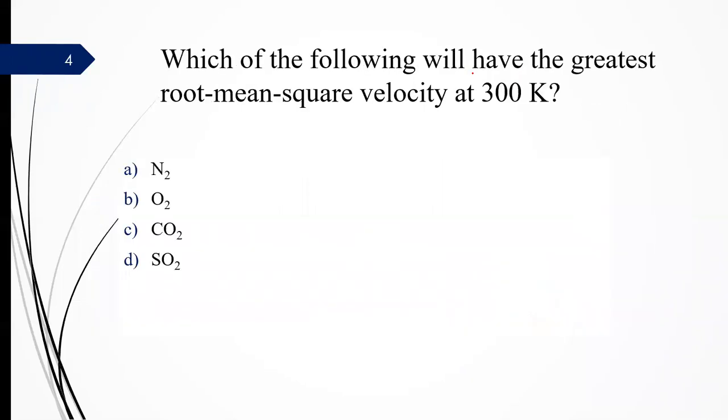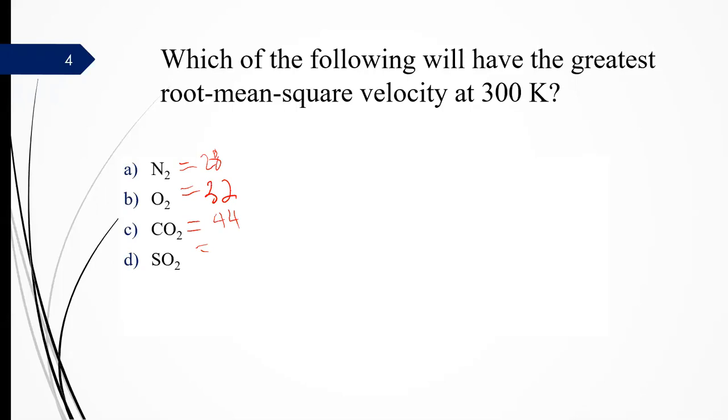Now, if we're looking at which of them will have the greatest root mean square velocity, so that's their velocity moving forward at the same temperature, 300 Kelvin, now we need to figure out their difference. So we should look at our molar masses. Nitrogen is 28, oxygen is 32, CO2 is 32 plus 12, so 44.